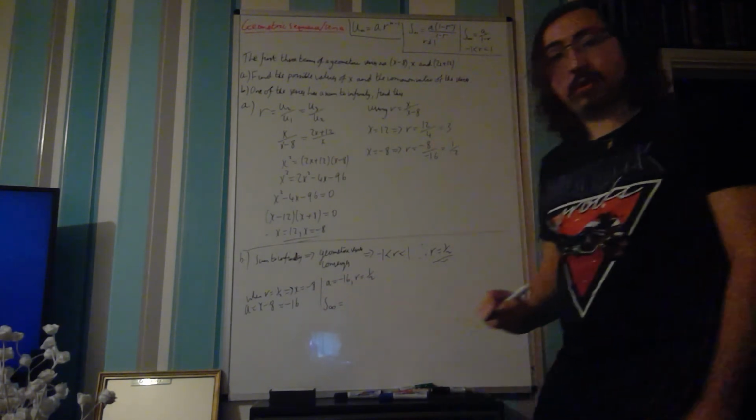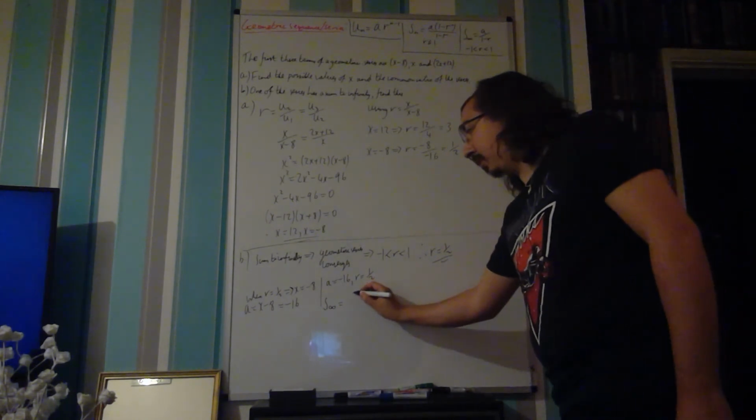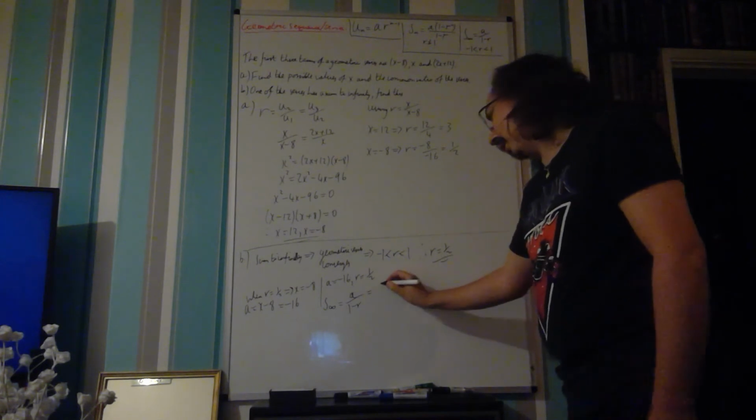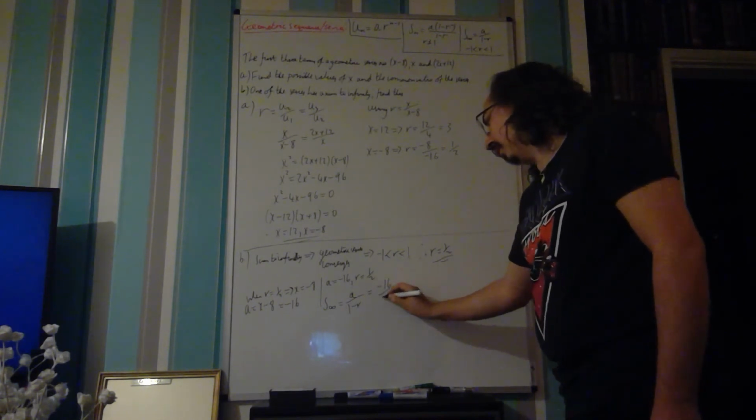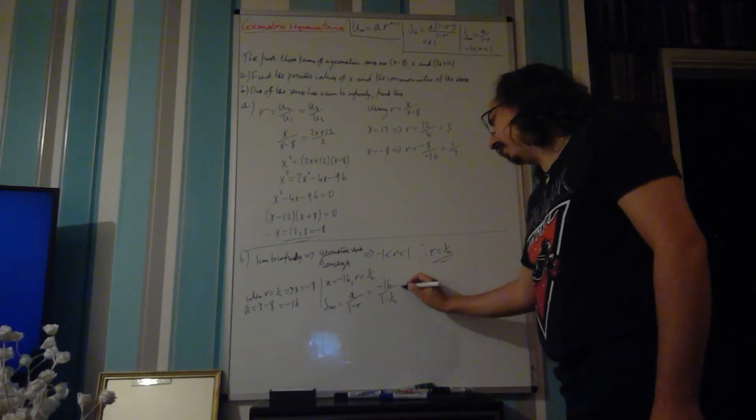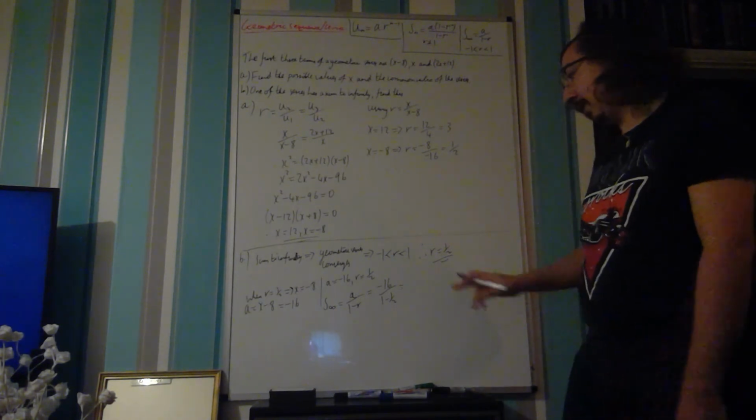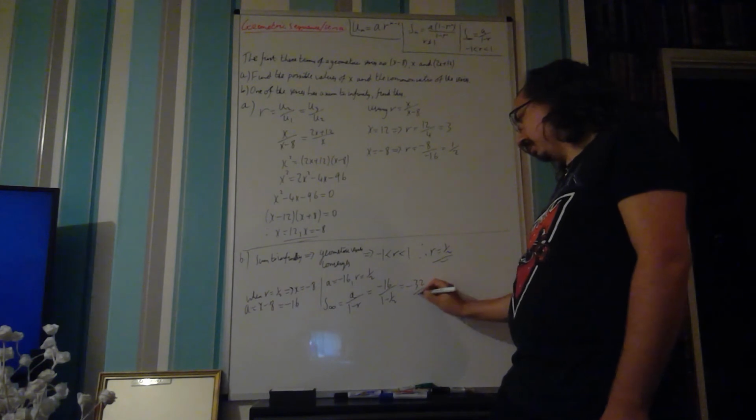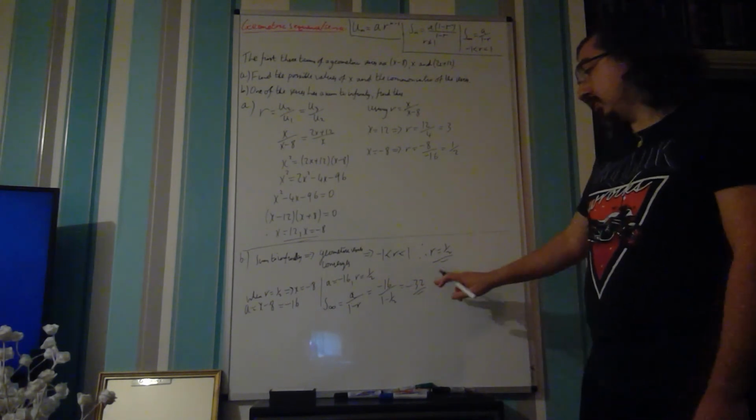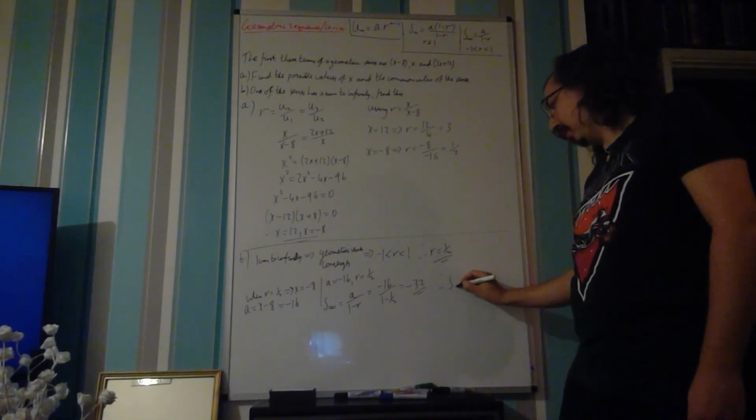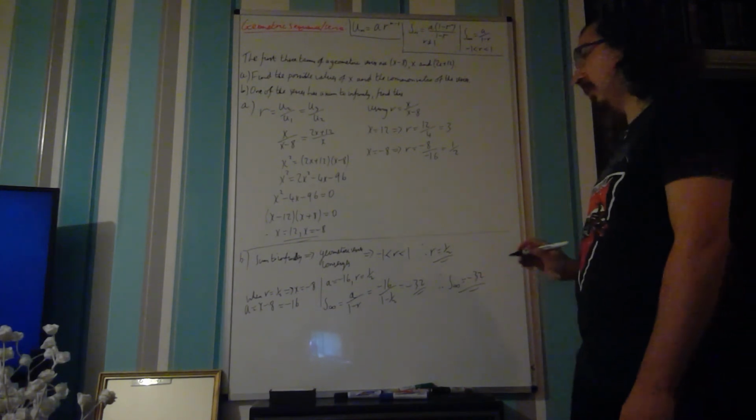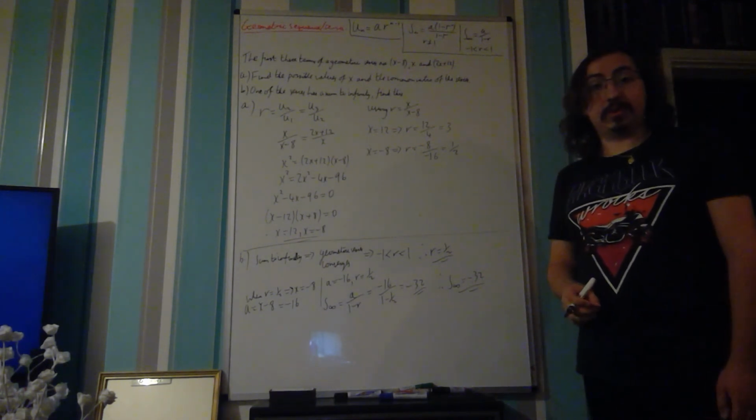If we substitute those into our sum to infinity formula of a over 1 minus r, we have minus 16 over 1 minus a half. 1 minus a half is a half. Minus 16 divided by a half becomes minus 32. So our sum to infinity is equal to minus 32. And that's how we solve this problem.